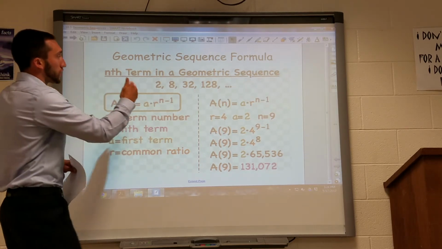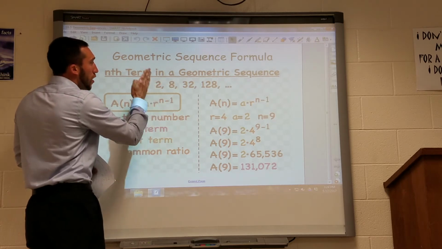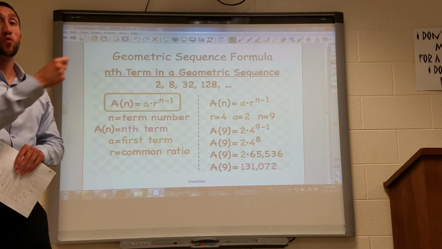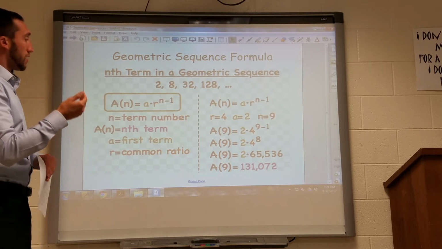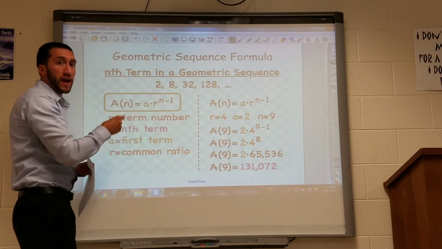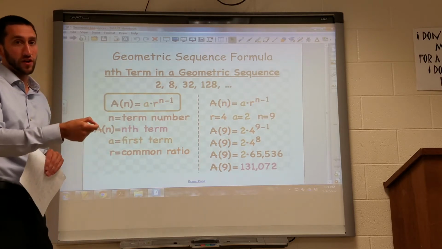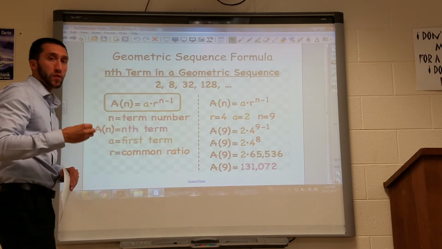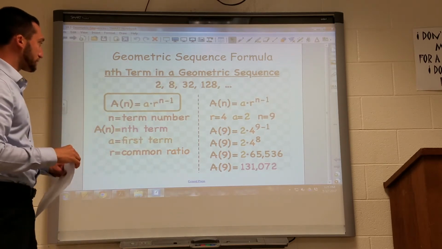Because you could be multiplying, you can see in this example here, we're multiplying by 4, but you could just as easily be multiplying by 1/4. So we don't think of geometric sequences as dividing. We think of it as multiplying by a ratio. So this one is obviously 4 over 1, so we're multiplying by a ratio of 4.